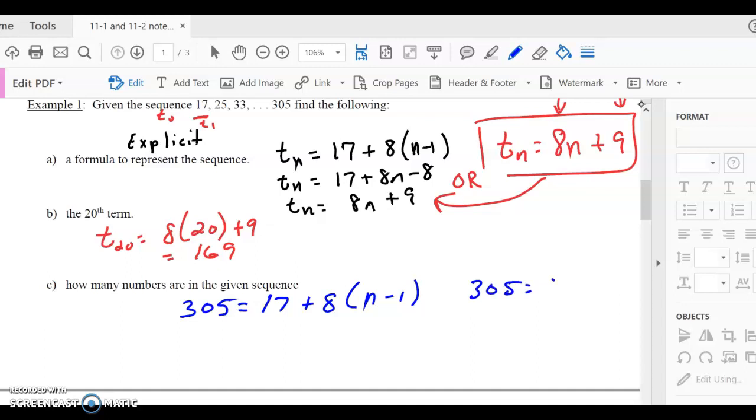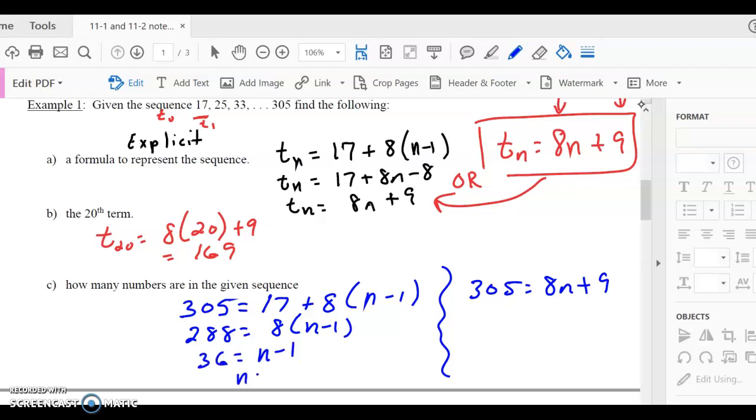305 equals 8n plus 9. Doesn't matter which formula you want to use, you choose. But if we just do the one on the left, it's kind of the way the book does it. You would get 288 equals 8 times n minus 1. You would divide by 8, you get 36 equals n minus 1. So you would get n equals 37. So there's 37 numbers in this sequence.